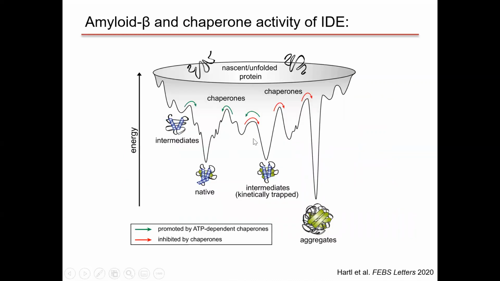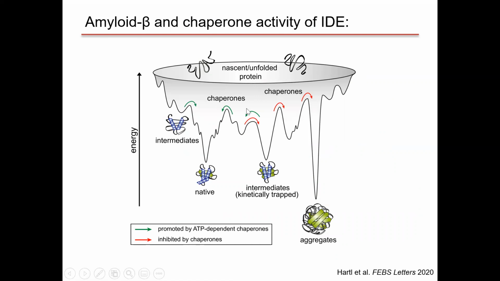While IDE degrades A beta monomers to help prevent the formation of toxic oligomers, it also acts as a dead end chaperone. The role of chaperone proteins in proteostasis is to prevent aggregates of misfolded or aggregation-prone proteins.